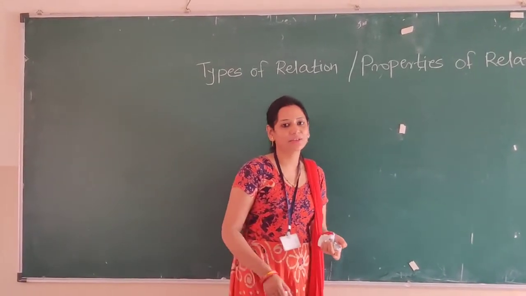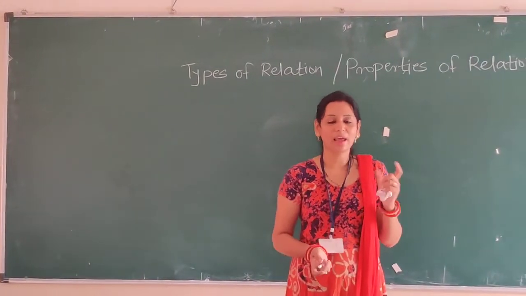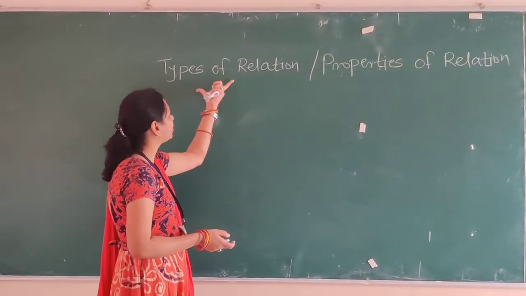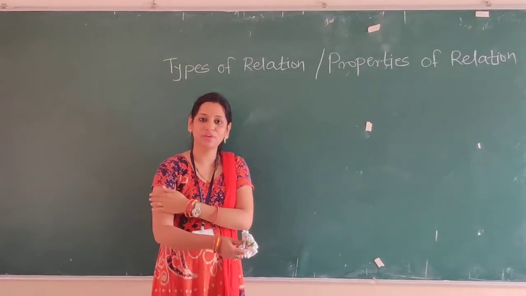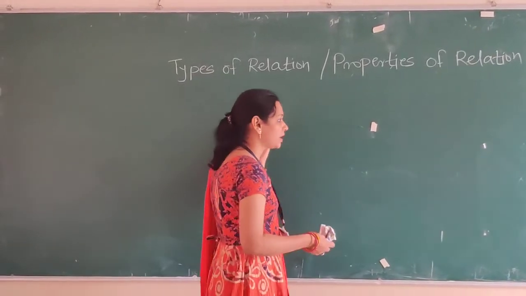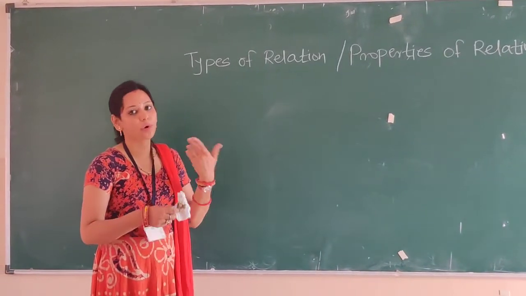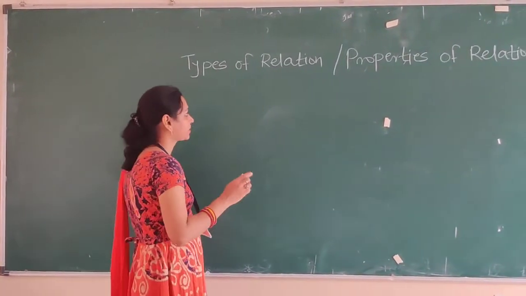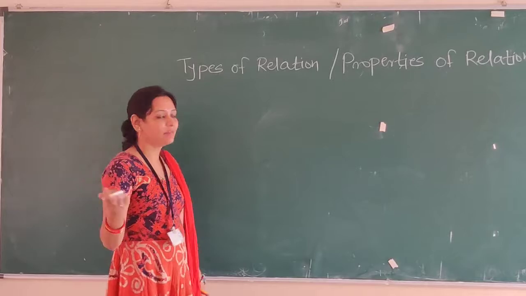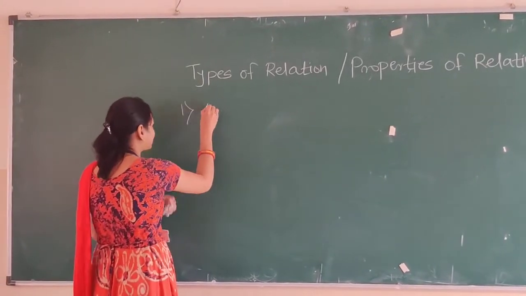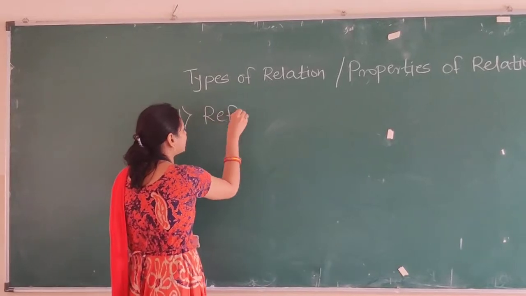So in our last section, we have seen the domain and range of the relation. Now today we will see types of relation and properties of relation. Whatever we are going to see, they are called either types or properties. Both are the same. So we will see them one by one. The first property of the relation is called the reflexive property.